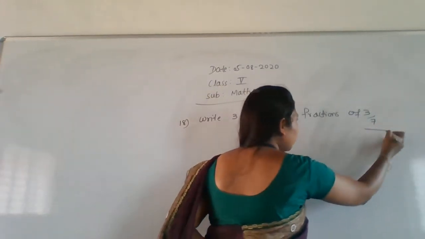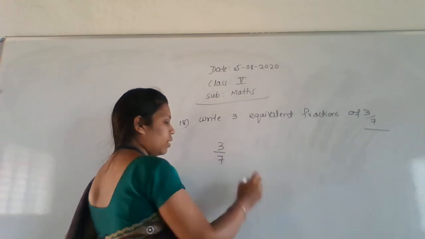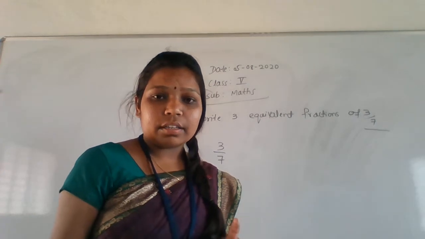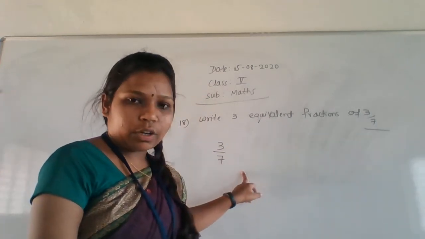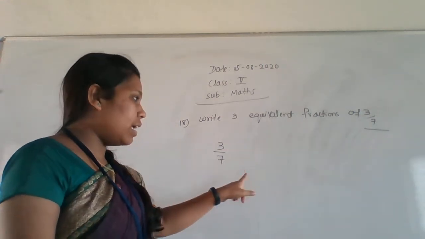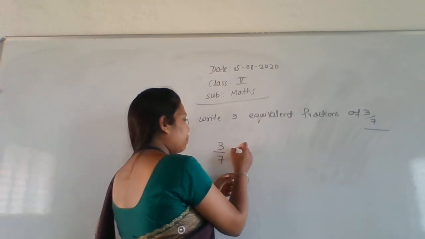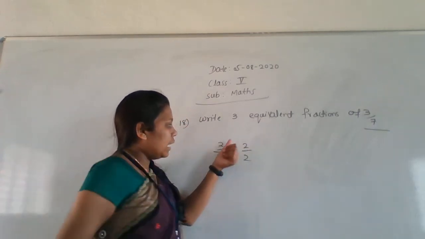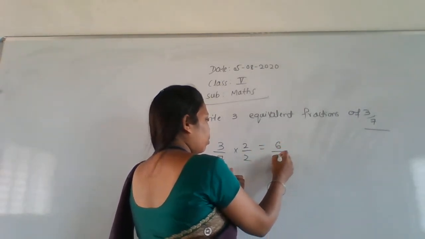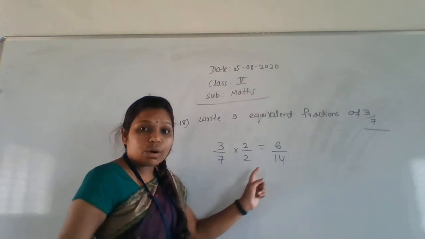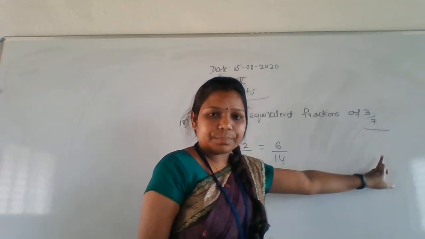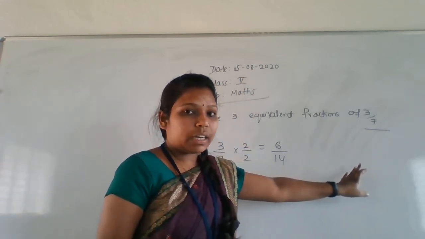The given fraction is 3 by 7. Equivalent fraction means you have to multiply one number to the numerator as well as the denominator. The same value you have to multiply to the numerator as well as the denominator. See here, I am multiplying 2 to the numerator as well as the denominator. So 3 twos are 6, 7 twos are 14. So 6 by 14 is the equivalent fraction of 3 by 7. Understand what I am saying here?